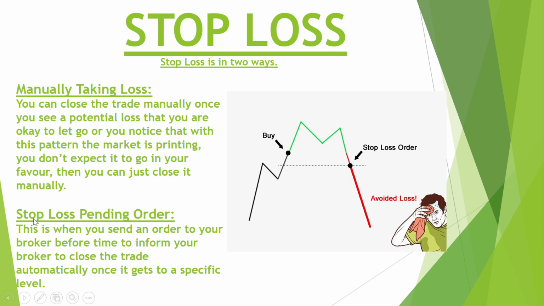Then the second one is stop loss pending order. You understand it already. This is when you send an order to your broker, which I also did in that account. I send an order to the broker, telling the broker that when price gets to this level, please stop me out. Then your broker will automatically stop you out. That's it. You can see the diagram. So this is your entry point, this place.